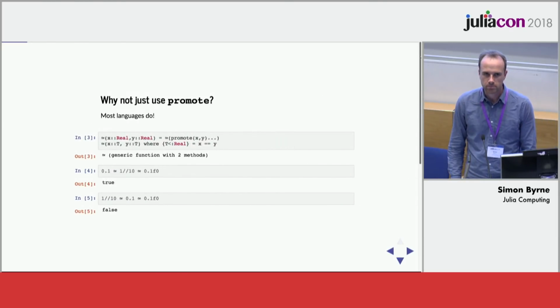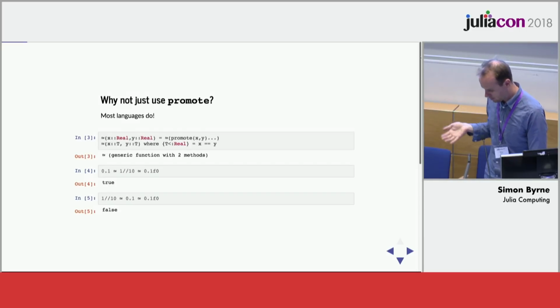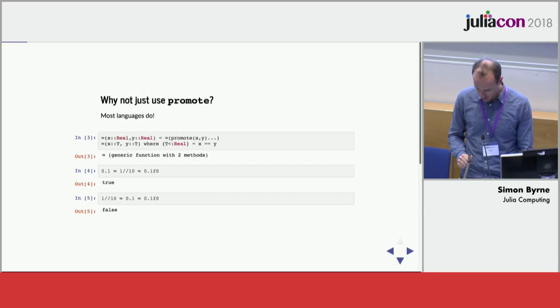So if we want to compare floating point numbers, why don't we just use promote? We use that for everything else, for all the arithmetic operations. And that's what most languages do. And it works pretty okay in most languages, but it has some downsides.